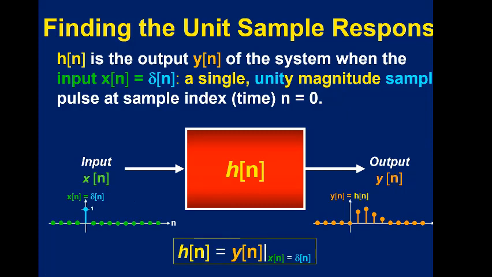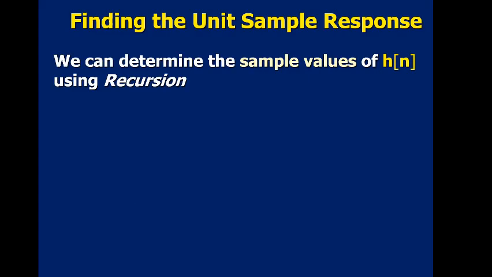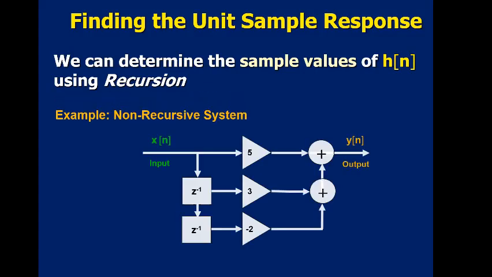So the unit sample response, H of n, is the Y of n, the output, when X of n is a unit sample sequence. Let's keep that definition in mind. Okay, so let's do that. Let's use a recursion to find the unit sample sequence values. And again, recursion can only give me sample values. It can't give me a closed form or analytical expression necessarily for that function, but it can give me the sample values. And let's try first a non-recursive system. So here's one we've got, it's non-recursive, there's no Y feedback going on, it's all feed forward.